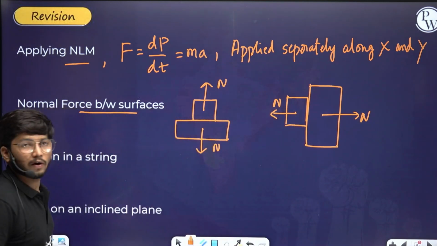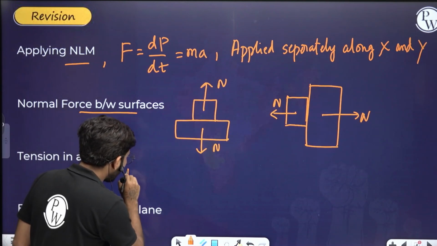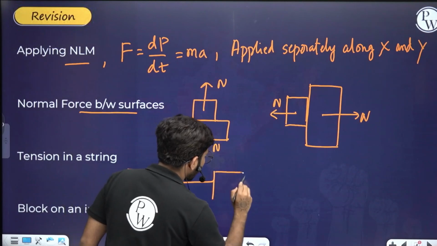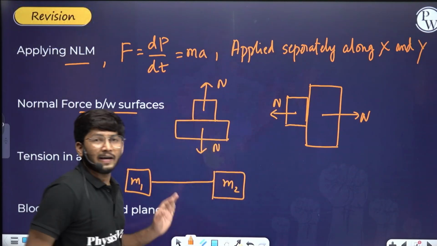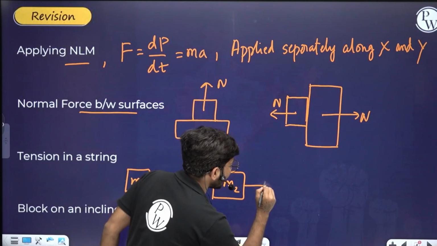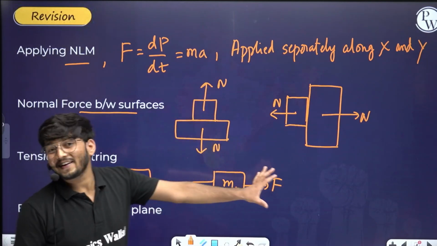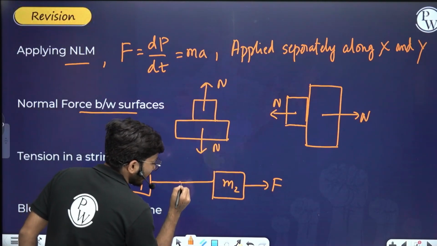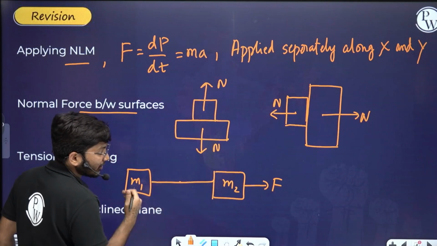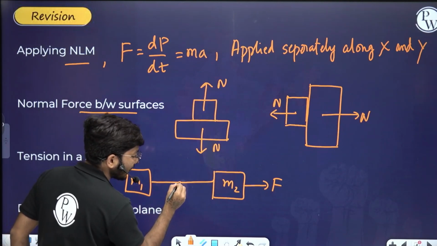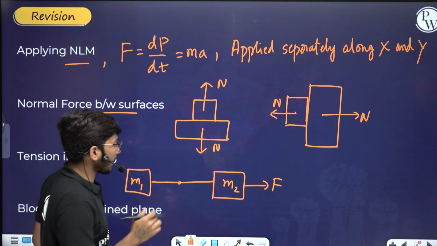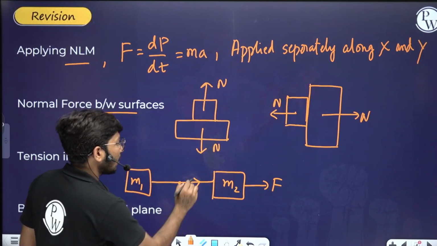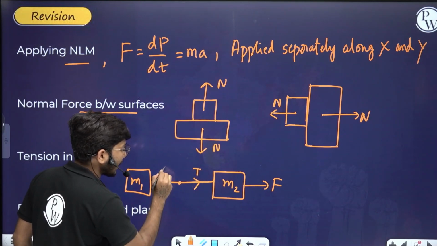We also discussed tension in a string. So a block of mass m1 connected to another one of mass m2. In this condition, if I apply an external force on m2, why should m1 move? m1 is moving because that force is transmitted through the string in the form of tension. So if I take any point, this point is pulled in this direction by tension and pulled in the opposite direction by tension.